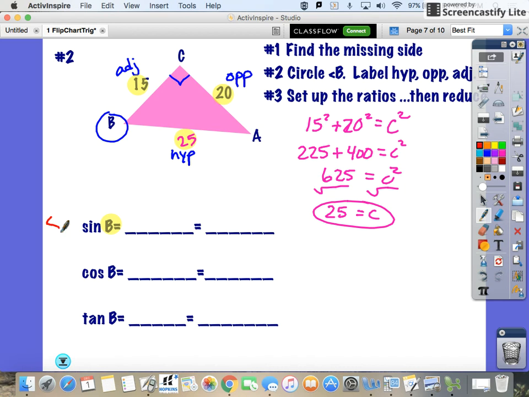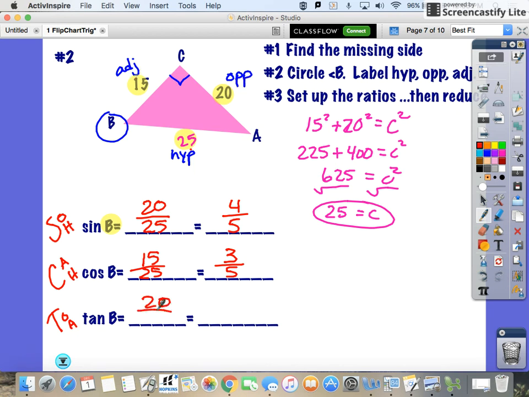And then we need to set up our ratios. So soh cah toa. Sine is opposite over hypotenuse. The opposite side is 20 over the hypotenuse, 25. This reduces to 4 over 5. Cah, adjacent over hypotenuse. Cosine is adjacent over hypotenuse. So 15 over 25. So that's 3 over 5. And then tangent is opposite over adjacent, 20 over 15. So that is 4 over 3. Sorry, I had a brain freeze.